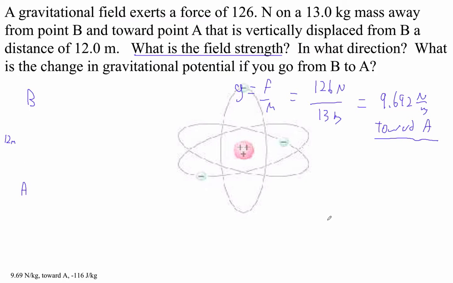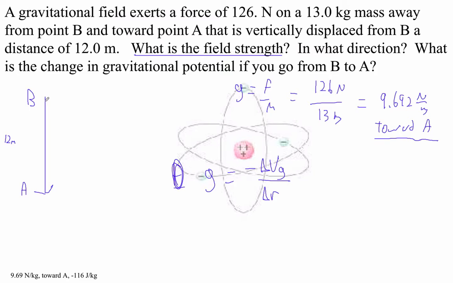Okay, so what is the change in gravitational potential if you go from B to A? I'm going to go from here to A, displacing myself like this. So now I'm going to use this: g is equal to the opposite of the change in gravitational potential over the change in r. Let's figure this out.